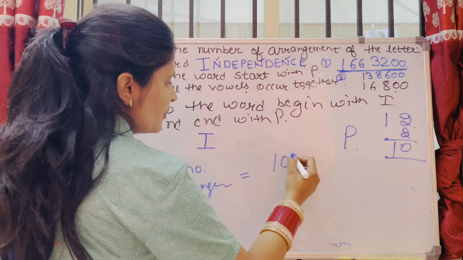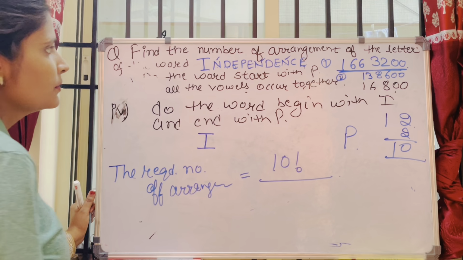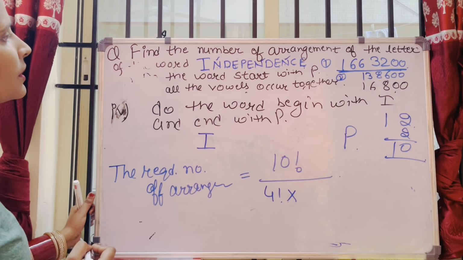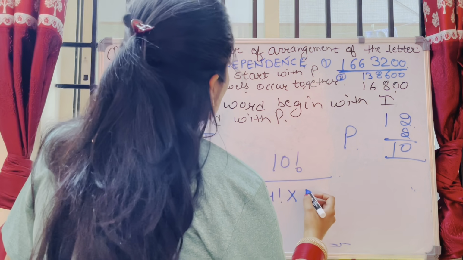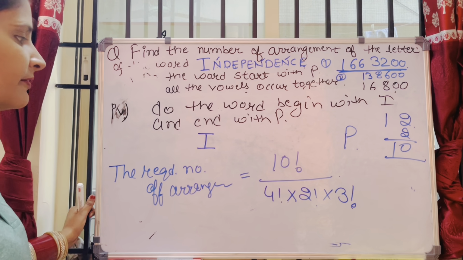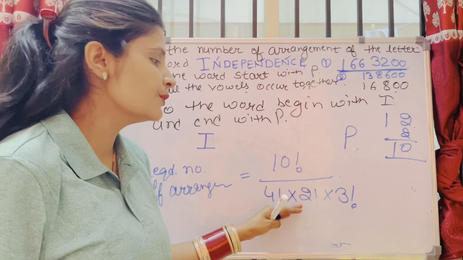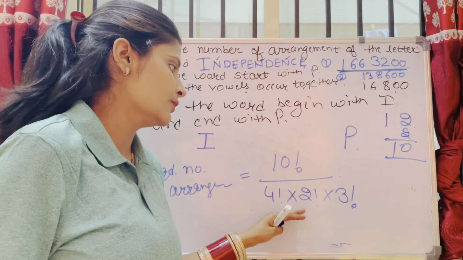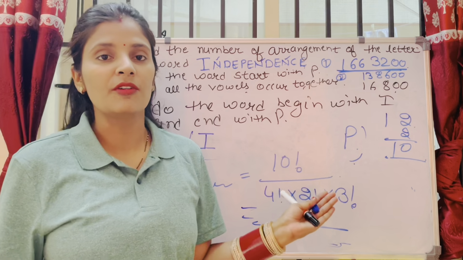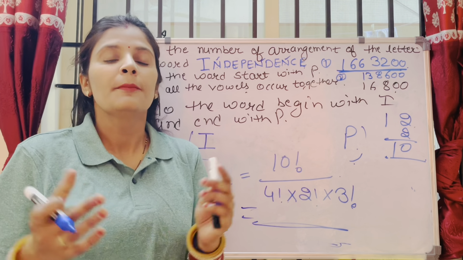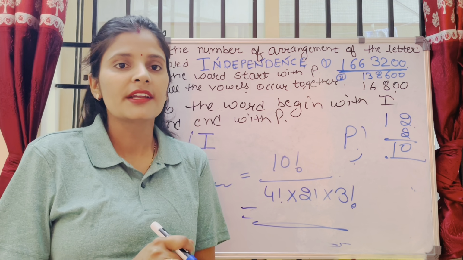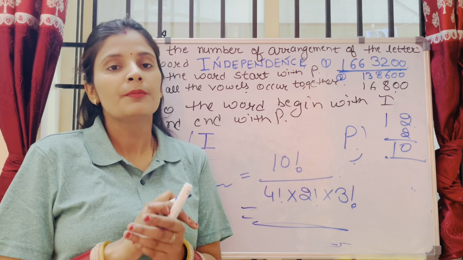The required number of arrangements is 10 factorial upon, E comes in 4 times, 4 factorial, D comes in 2 times and N comes in 3 times. That is 10 factorial upon 4 factorial into 2 factorial into 3 factorial. You can calculate and find the answer. Right? So this is all about theorems 3 and 4, meaning permutations when all objects are not distinct. So this is all about permutations.